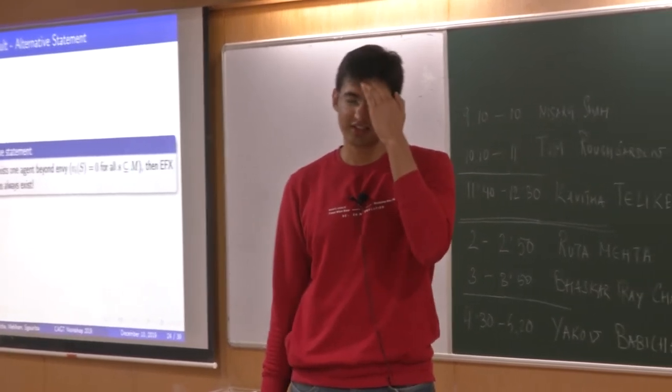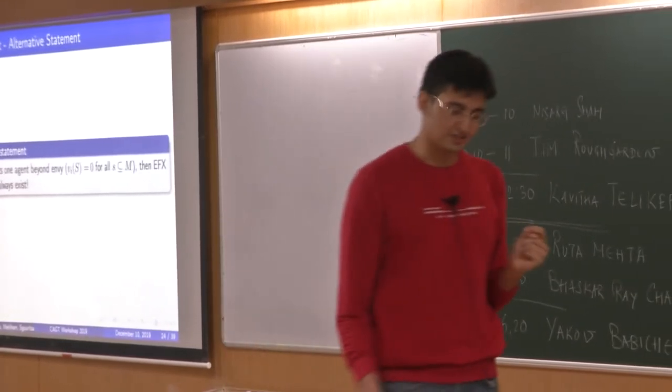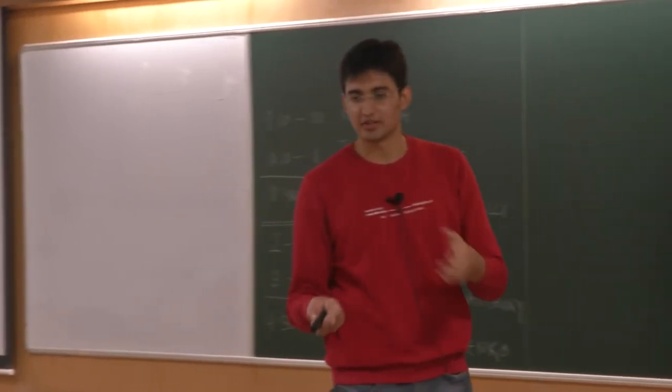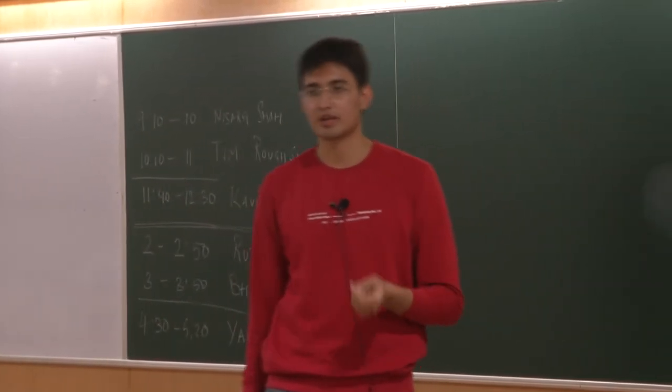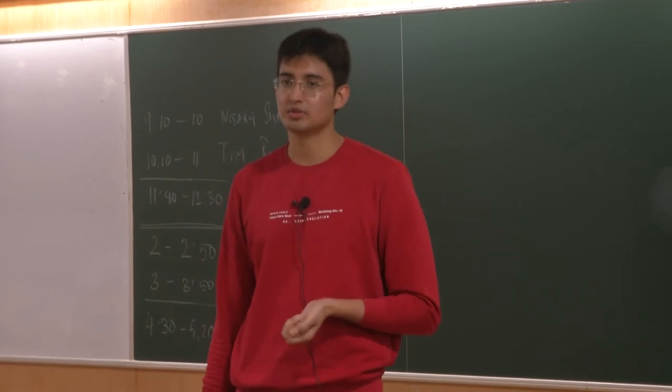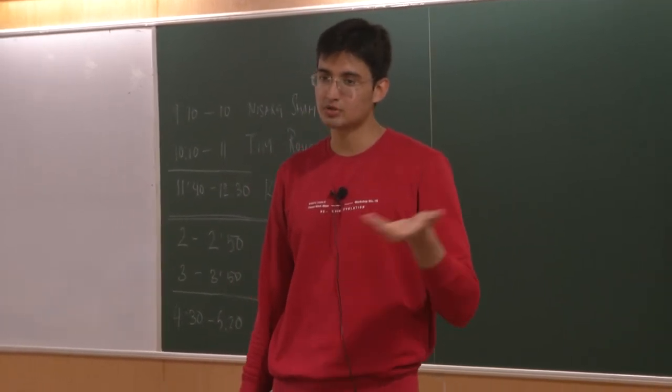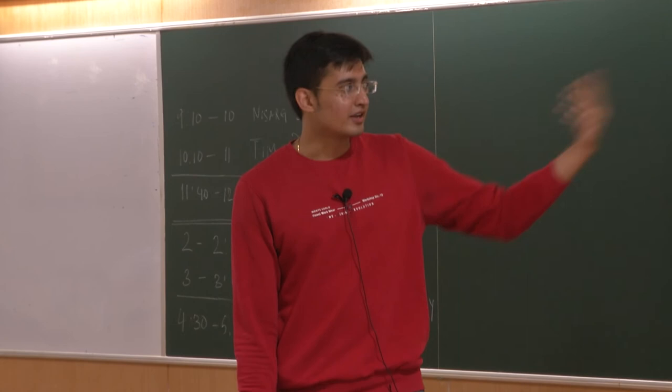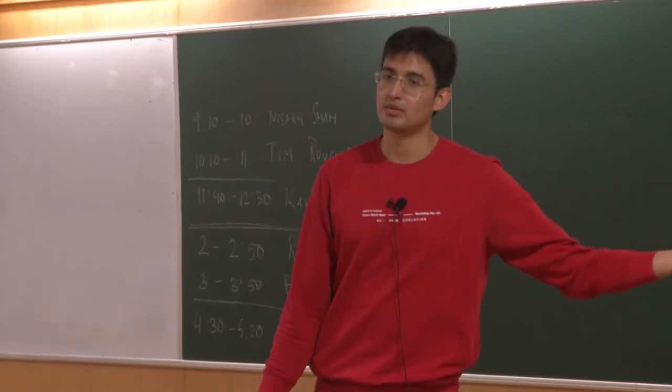Right. Sorry, I forgot to mention that. This holds not for general valuations, but for gross substitute valuations, you can find the most envious agents with polynomially many value queries. So up to gross substitute, you can get an FPTAS or a pseudo-polynomial time algorithm.